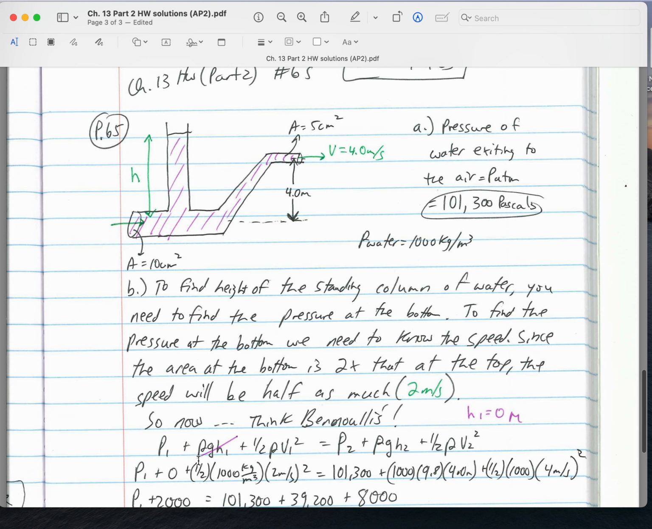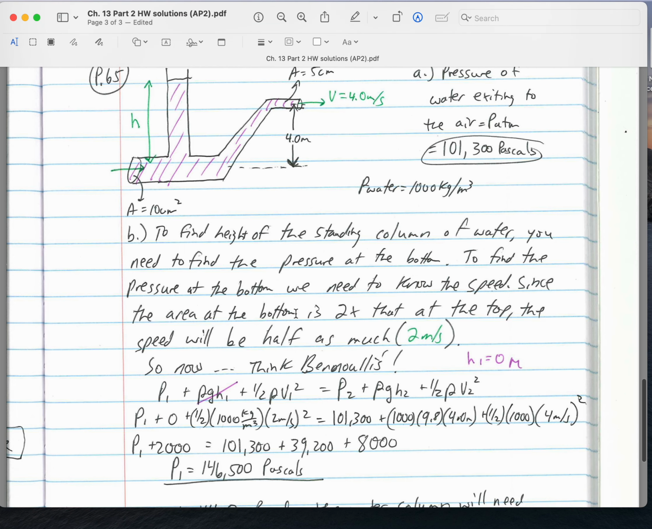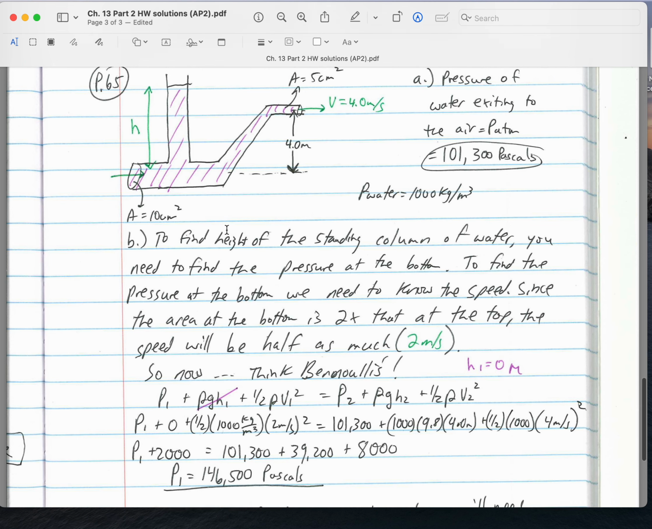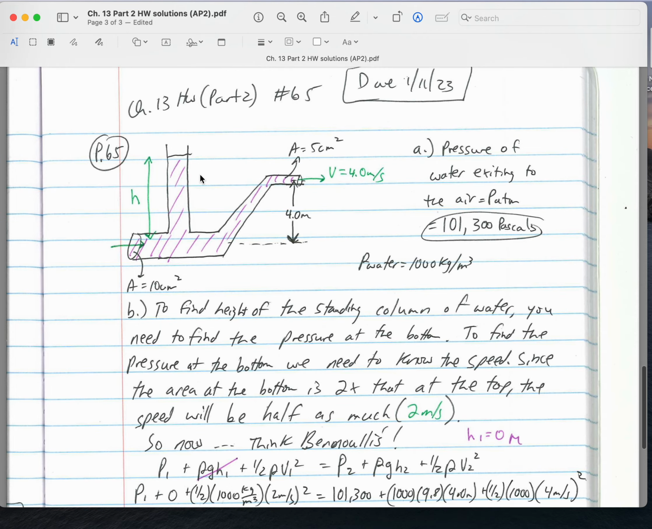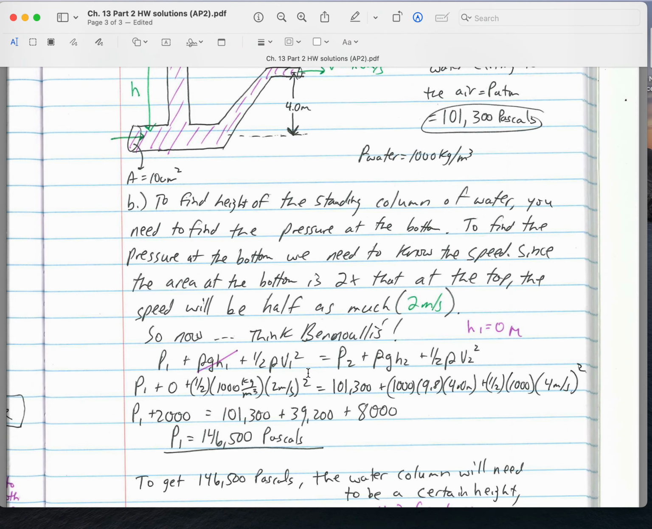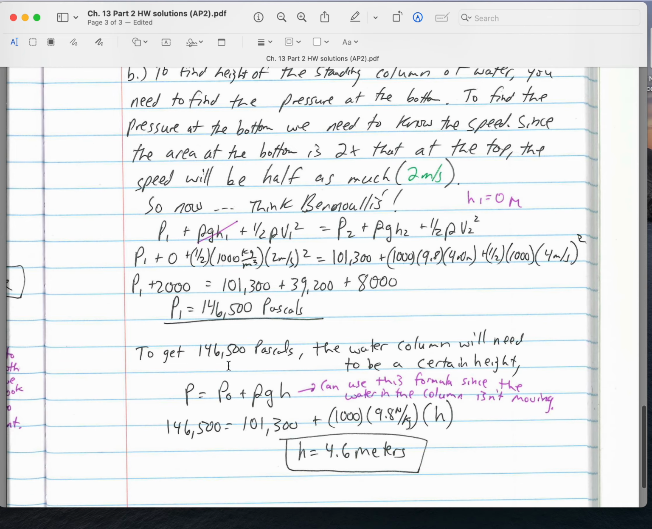So P1, we've said this several times. H here is going to be at 0 meters. H here is going to be at 4 meters. So I end up getting that the pressure at this location down here is 146,500 pascals. Now this column of water is still, it's not moving. But if the pressure here is 146,500 pascals, the pressure caused by this column of standing water plus the atmosphere should equal 146,500.